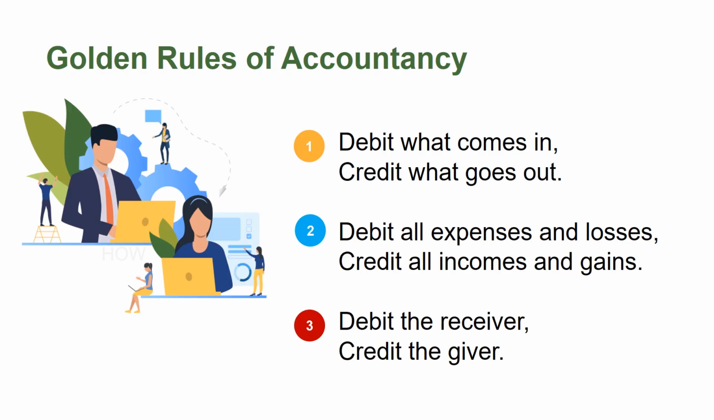Golden rules of accountancy. These three rules are very important for accountancy. Number one, debit what comes in, credit what goes out. Number two, debit all expenses and losses, credit all incomes and gains. Number three, debit the receiver, credit the giver.